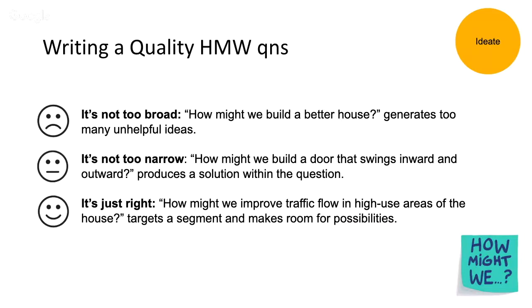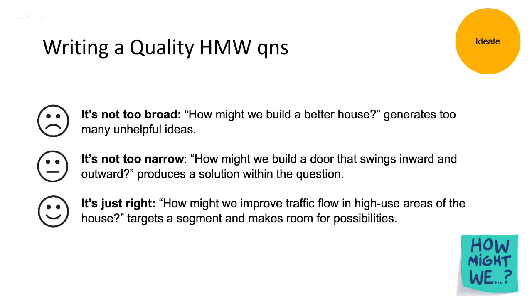The other one is make sure that it's not too narrow. This sentence dives into the technical details: how might we build a door that swings inwards and outwards? It produces a solution within a question. It's too technical already, and it refrains you from thinking. It leaves little space for innovation.